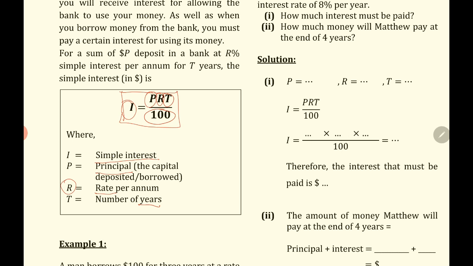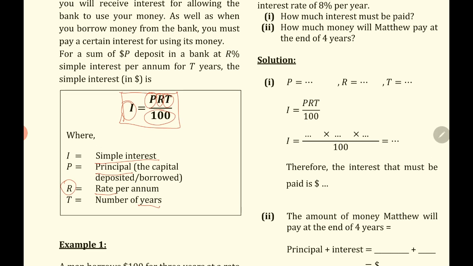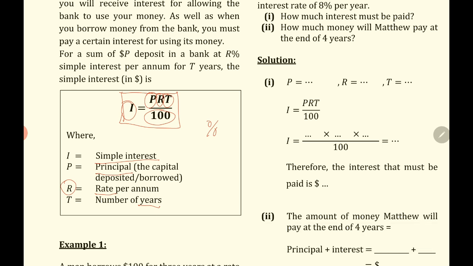Why divided by 100? Because of the rate. When we're talking about the rate, it will be in the form of percentage. So we're afraid that you will forget to change the percentage, because percentage is basically per 100. So the formula just gives you the 100 already, so that you don't have to worry about the percentage. Even though it's a percentage value, you don't have to write the percentage in the formula, because it's already changed to over 100.